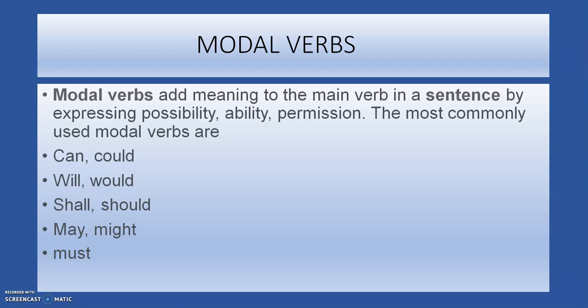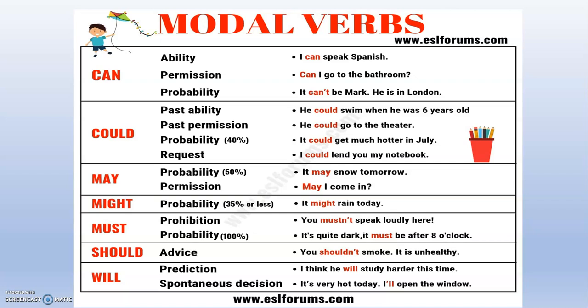So we can say that whenever we want to express anything that may happen or anything which a person is able to do, or when we want to seek permission from somebody, we make use of modal verbs like can, could, will, would, shall, should, may, might. Here in this table, you can clearly see what is used for the different actions.